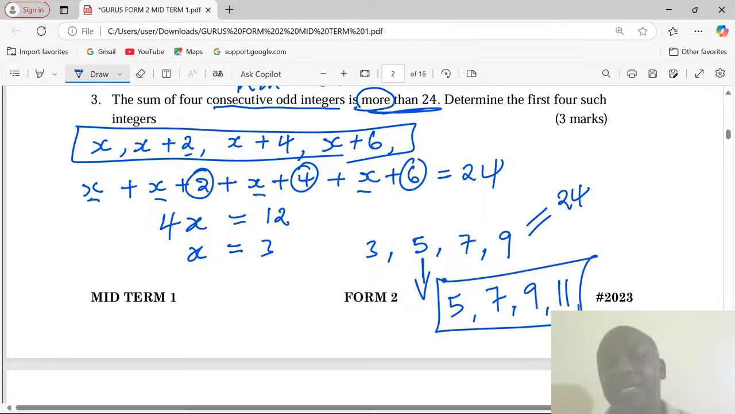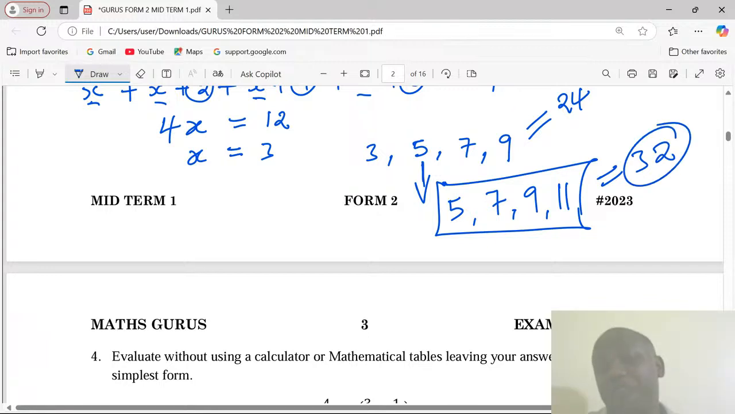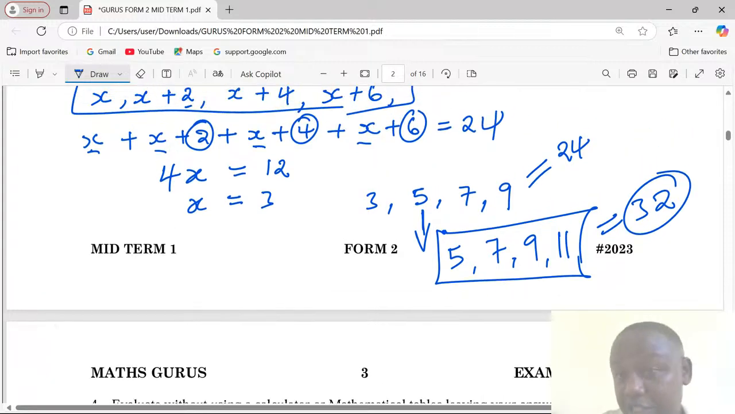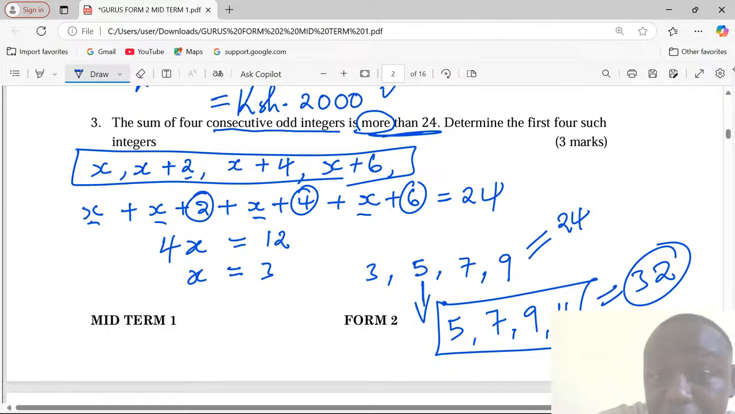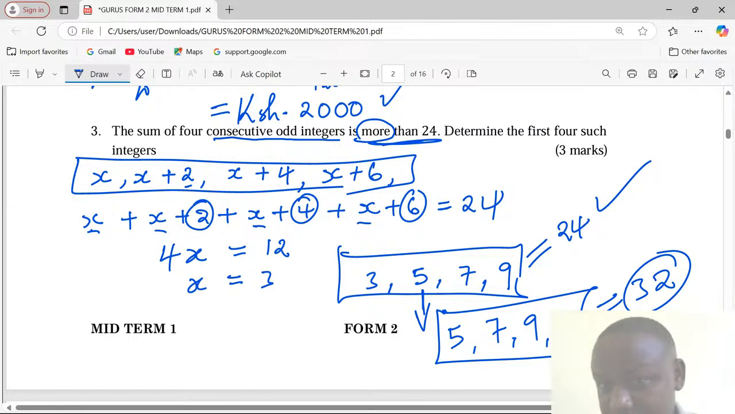When we add these first 4 integers, look at the sum. When we add 5, 7, 9, and 11, I'm getting 32. This is more than 24. But when we begin from 3, we will get exactly 24. And do we want 24? No. We want the sum of 4 consecutive odd integers, whereby the sum is going to be more than 24.